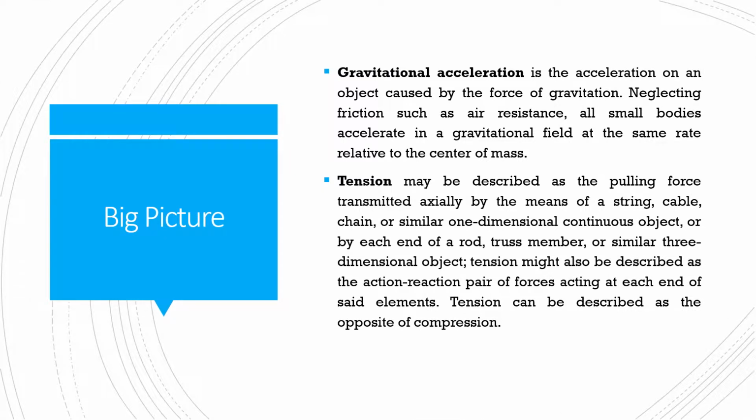The big picture, or main idea, of our project revolves around two fundamental concepts: gravitational acceleration and tension. Gravitational acceleration is the acceleration on an object caused by the force of gravitation, and tension may be described as the pulling force transmitted axially by means of a string, cable, chain, or similar one-dimensional continuous object, or by each end of a rod, thrust member, or similar three-dimensional object.